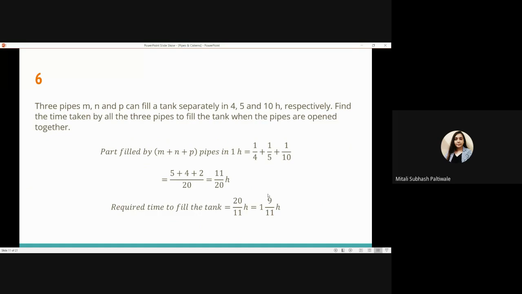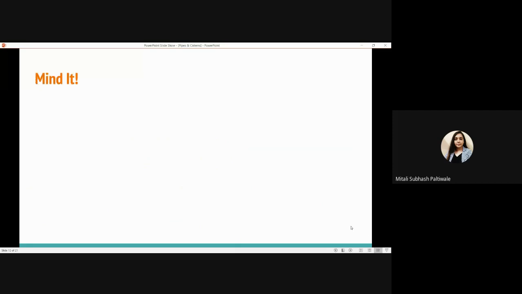This is the part being filled in 1 hour, and this is about the entire tank. Now the part says 1 by something, and the entire would be the whole one. So now here there is something which you should keep in mind.